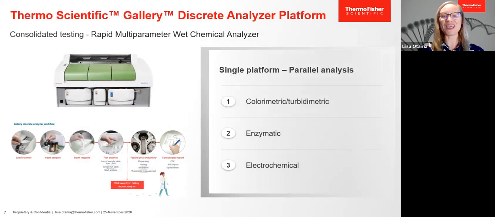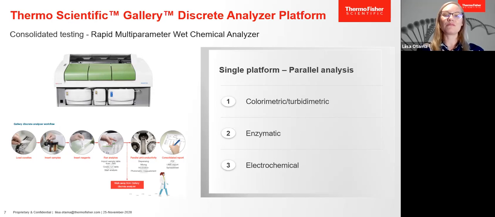I have now been talking quite a long time about the challenges and the problems you may be facing in the laboratories. But of course, the topic for today is how to improve. So we are offering you a solution. We have the Thermo Scientific Gallery Discrete Analyzer platforms, which can consolidate your testing, and it rapidly runs multiple parameters simultaneously.